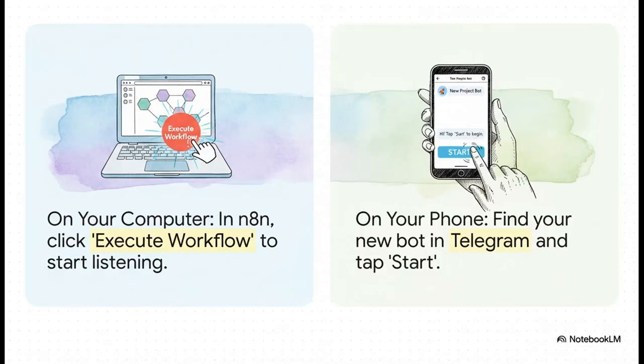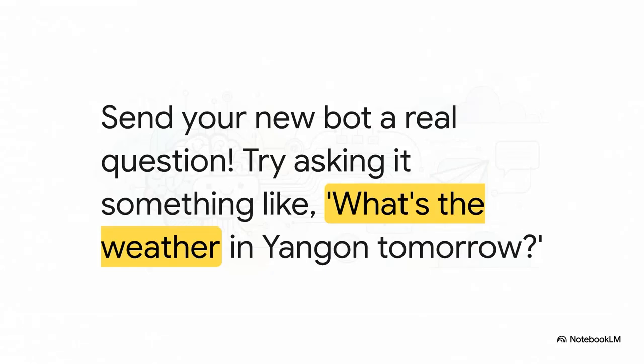All right, this is the moment of truth. On your computer, inside n8n, click that Execute Workflow button. That puts your workflow into listening mode. Then, grab your phone, find the bot you just created in your Telegram chat list, and tap Start. Let's give it a real test. Go ahead and send your brand new bot a question, something your AI agent actually knows how to handle. For example, try asking it something like, "What's the weather going to be in Yangon tomorrow?"